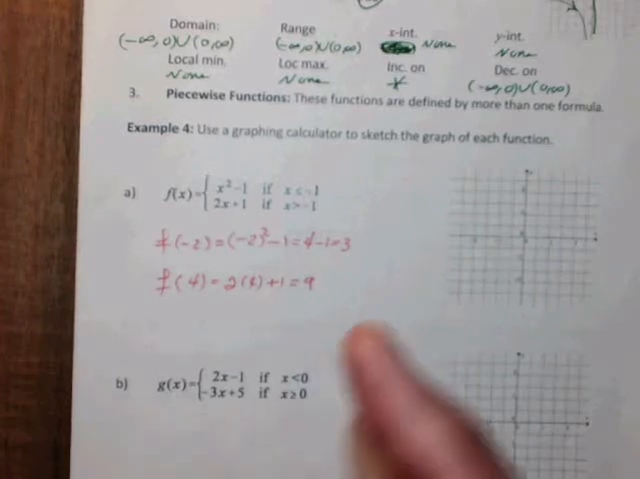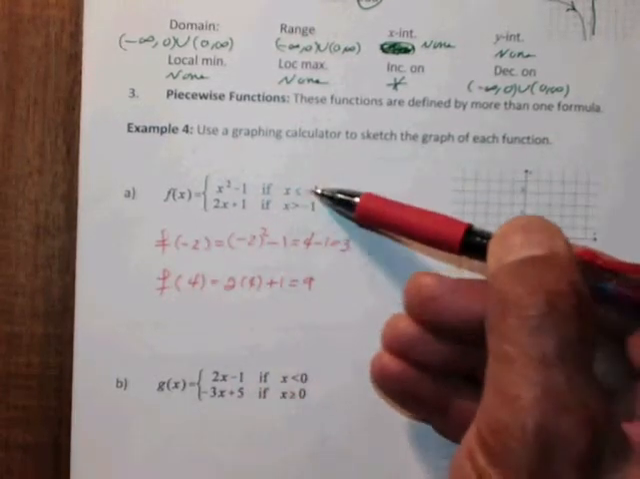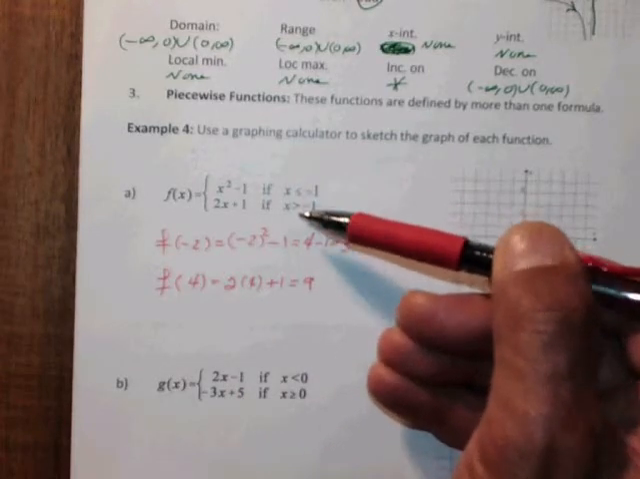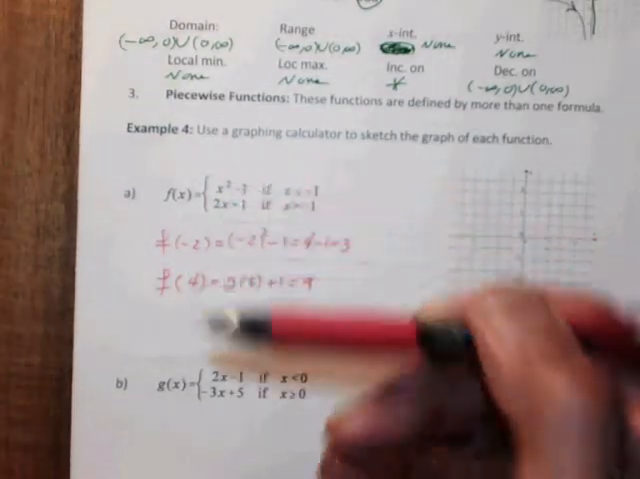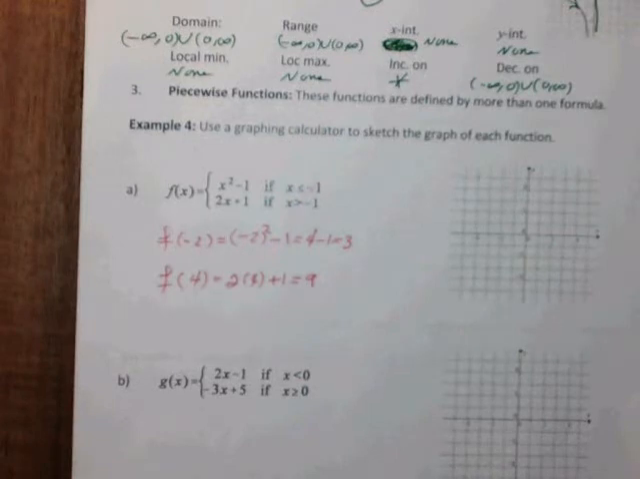So you always have to pay attention to your x value to see which one of these two conditions the x value satisfies, and then according to that, you can decide which one of these formulas to use. Don't use both of them. If you use both, as I said before, you get two different y values for the same x value, and that would be a violation of function.